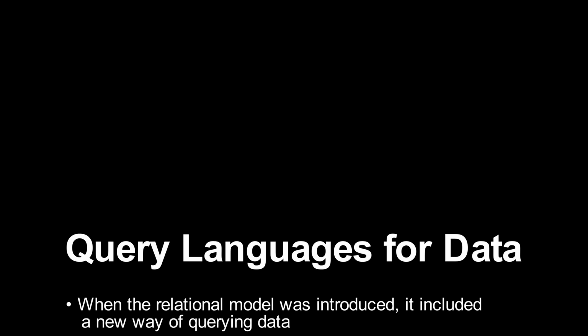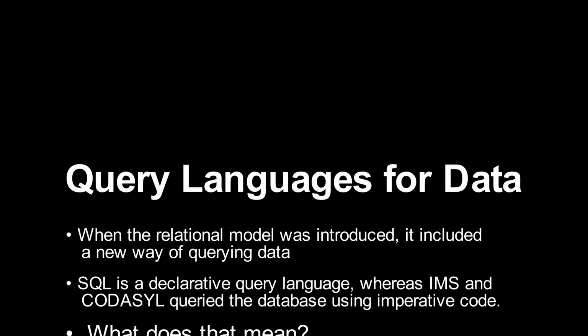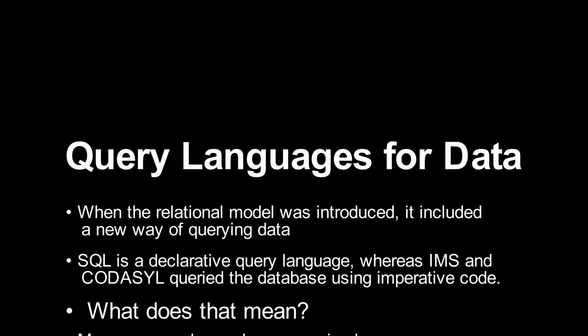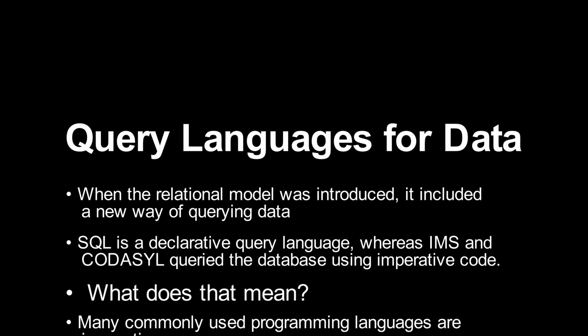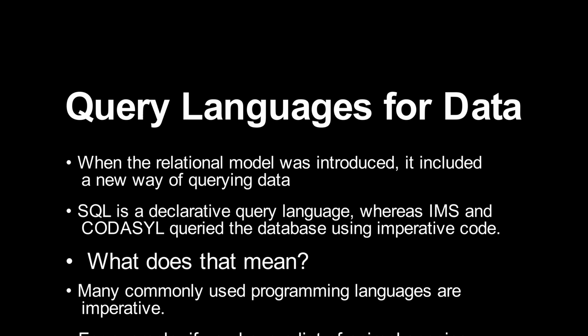Query languages for data. When the relational model was introduced, it included a new way of querying data. SQL is a declarative query language, whereas IMS and CODASYL query the database using imperative code.